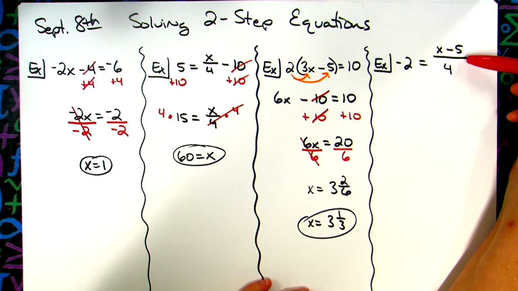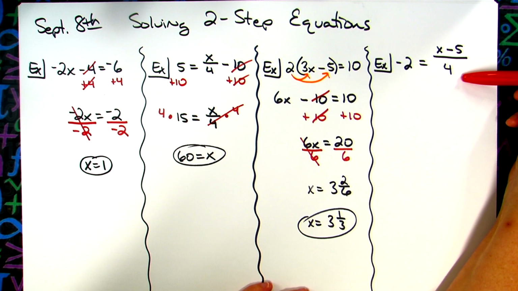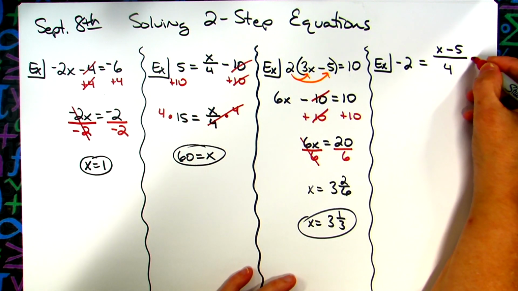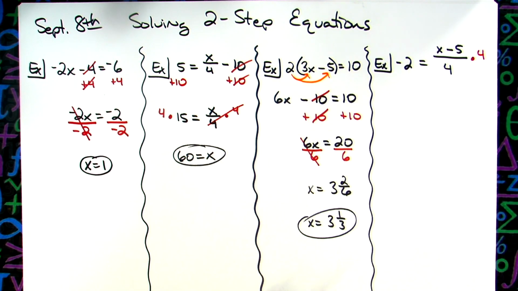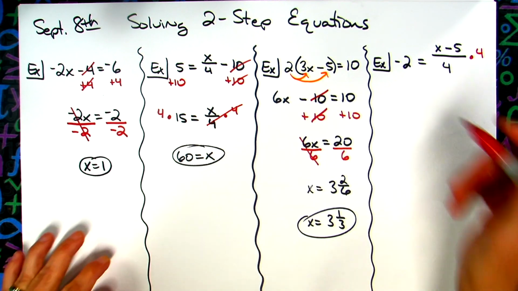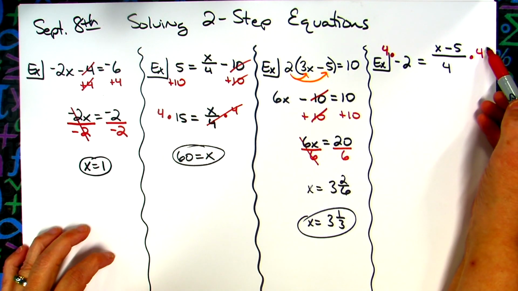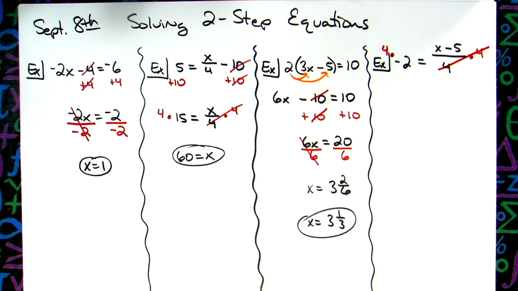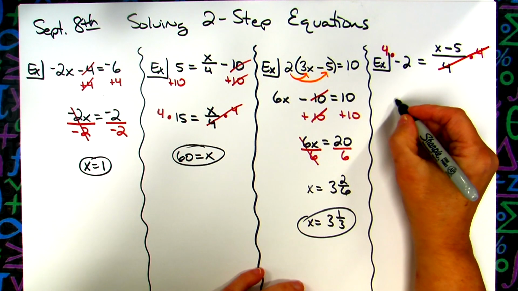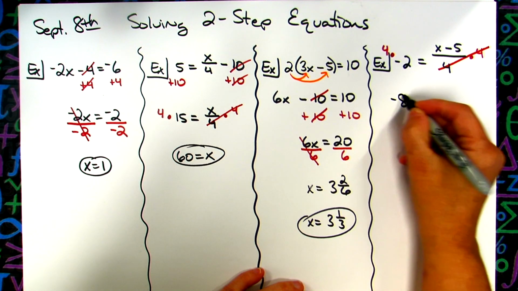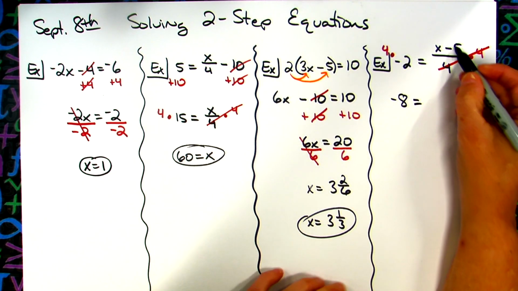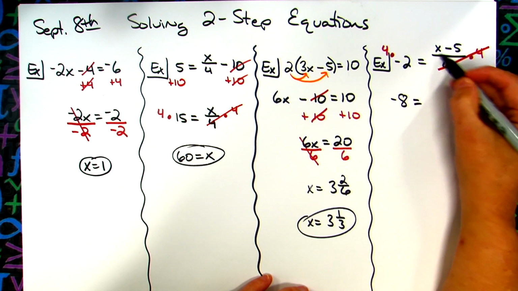It's divided by 4. It's a horizontal bar, so this is showing me dividing by 4. What's the opposite of dividing by 4? Multiplying by 4. So I can multiply by 4. Again, I'm going to write that up to the top so I remember it's in my numerator. And then I'm going to multiply this side over here by 4. The 4s on the right-hand side go away. When I multiply on the left, 4 times negative 2 is negative 8, equals, now the 4 is crossed out, but I still have the x minus 5.